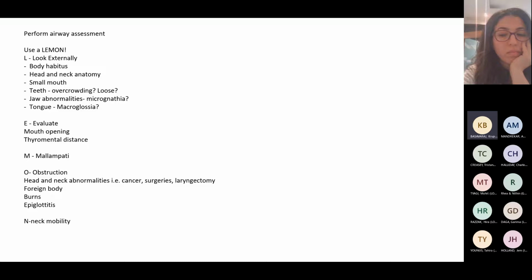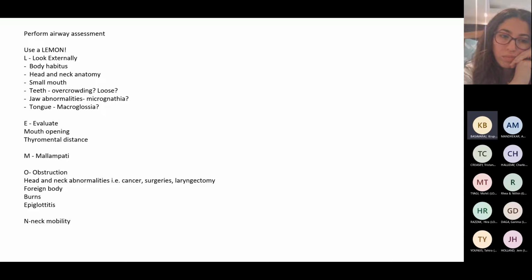Any jaw abnormalities like micrognathia, and the tongue, it's a big one, or swollen in case of burns, everything makes it difficult. Mouth opening, in terms of interincisor distances, you measure it with rough measurements. Basically, you need to have space to leverage your laryngoscope and your tube. That's why we are more worried about it.